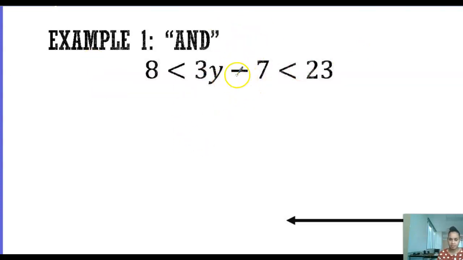I'm using my inverse operations. The inverse of subtraction is addition. So add 7. Add 7, add 7. Notice how I had to do it in 3 places instead of 2. So let's go ahead and see what we get. 8 plus 7 is 15, is less than 3y, is less than 30.